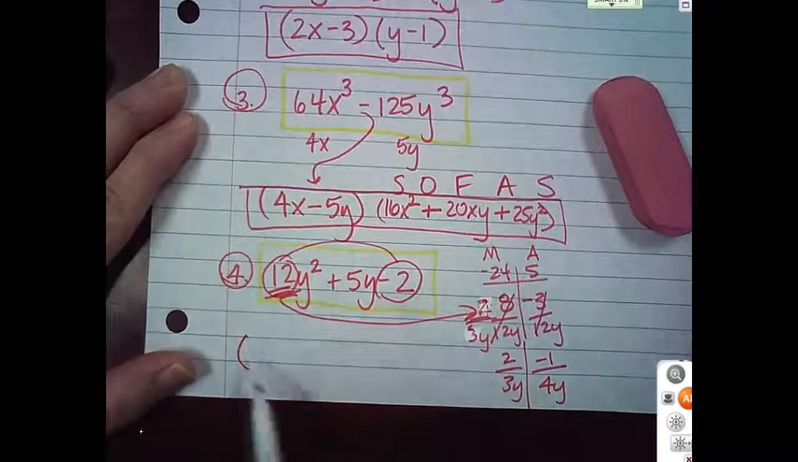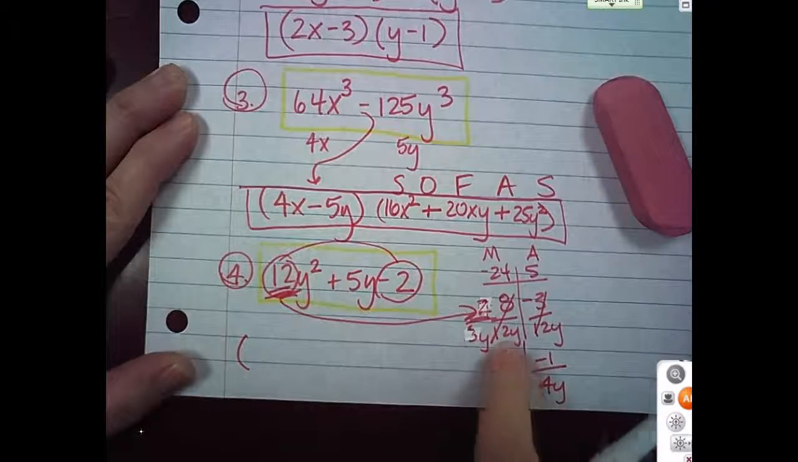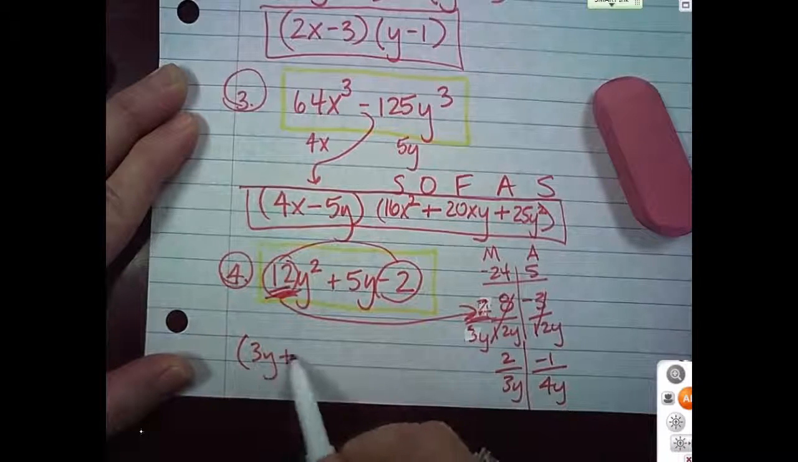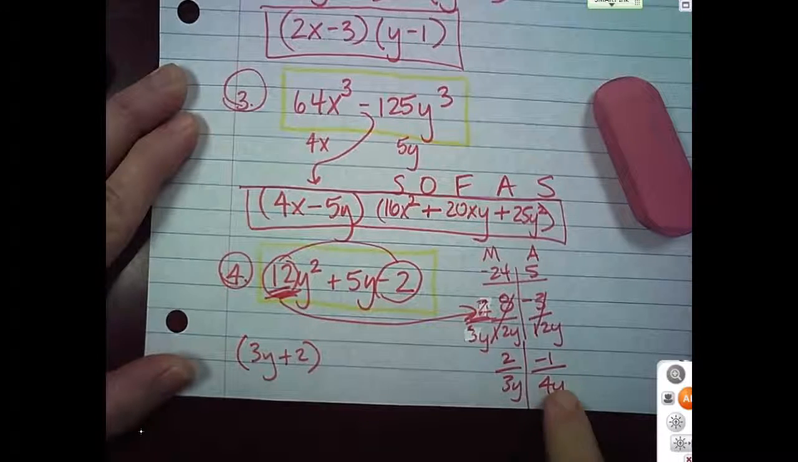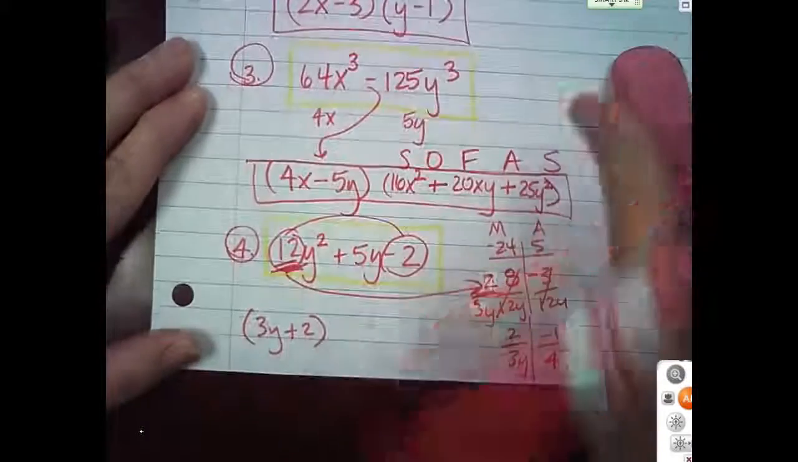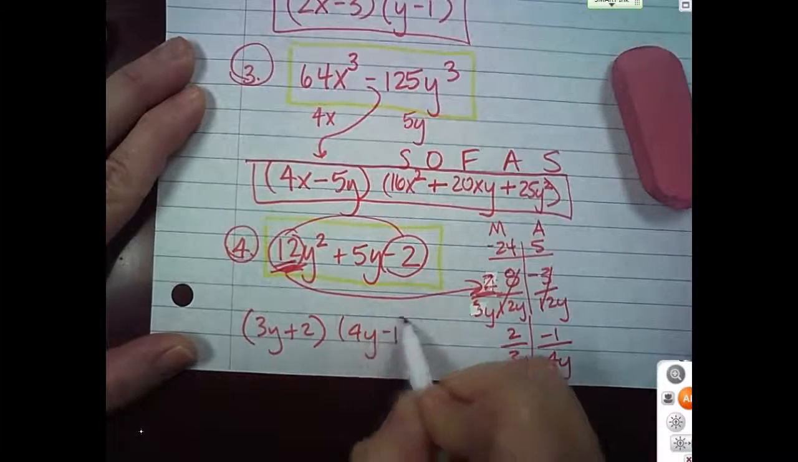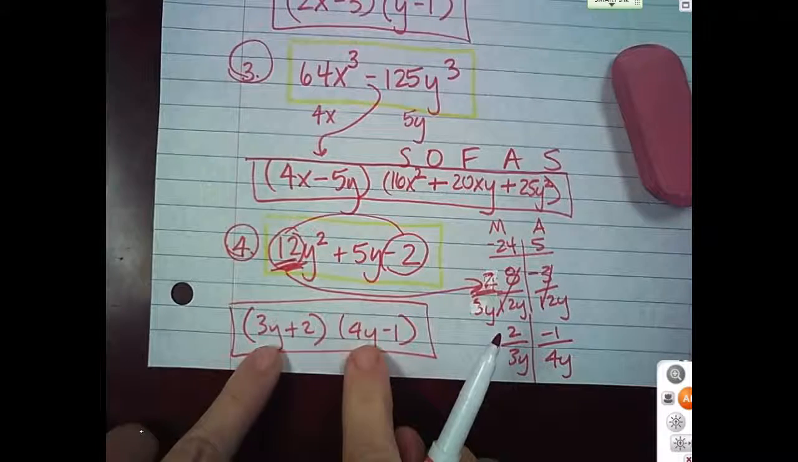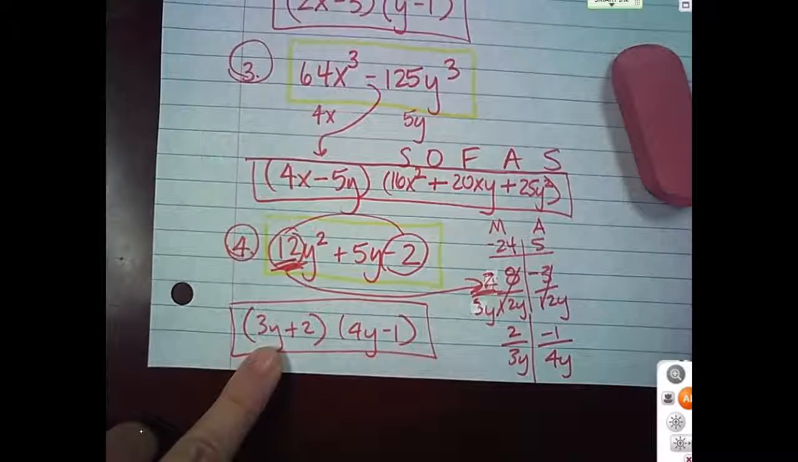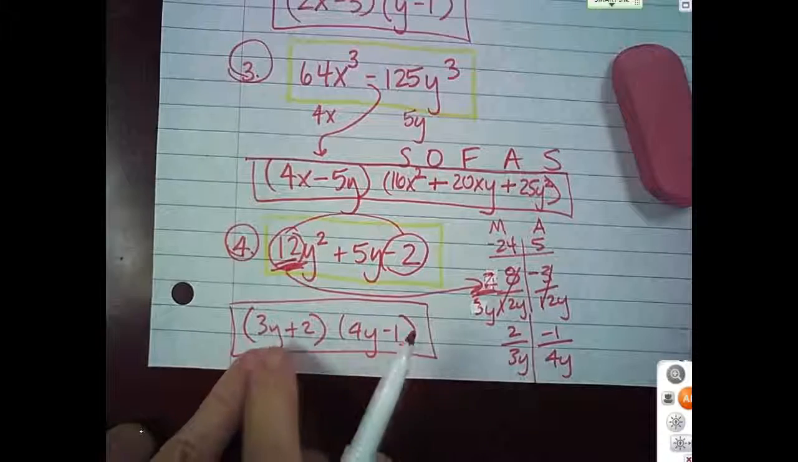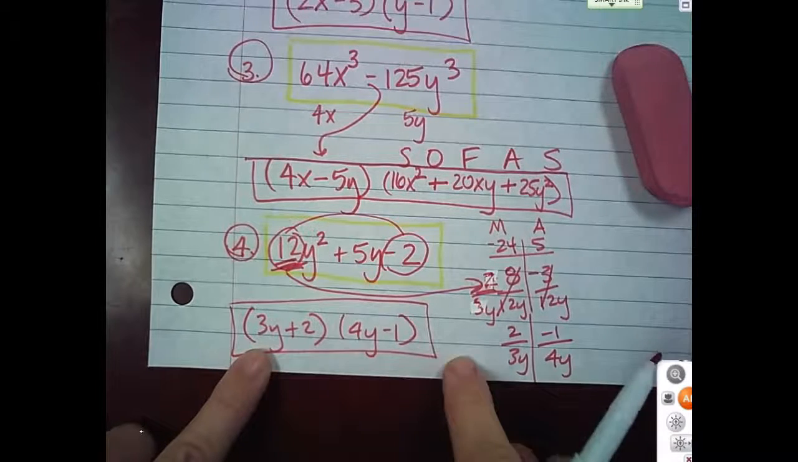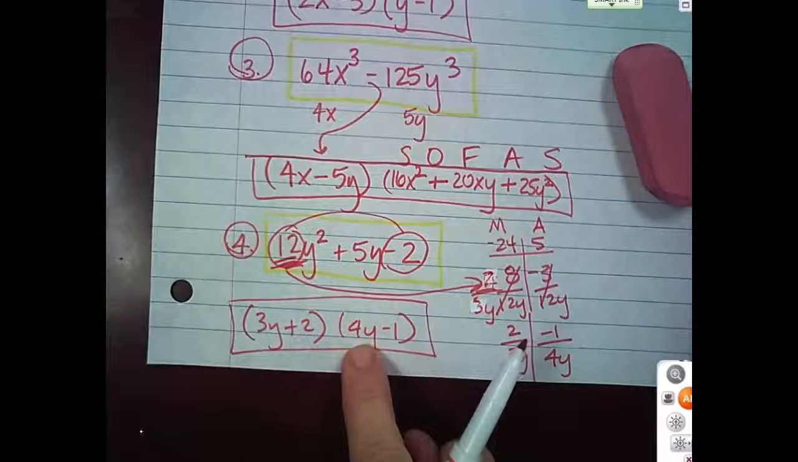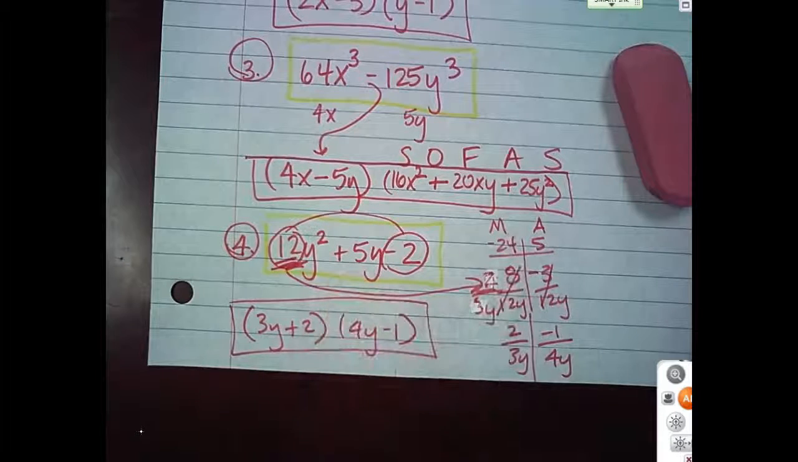Your two factors then are 3y plus 2 and 4y minus 1. And if you aren't sure, guys, go back and check. A 4y and a 3y make 12y squared. And then because there's leading coefficients, you can FOIL it all out. But you know at least the first term is right. You can FOIL the whole thing and combine like terms and check.